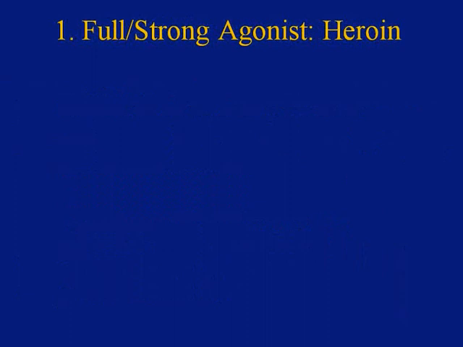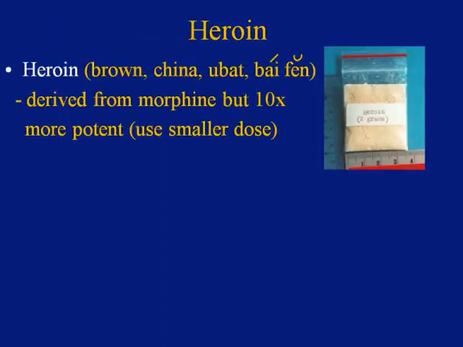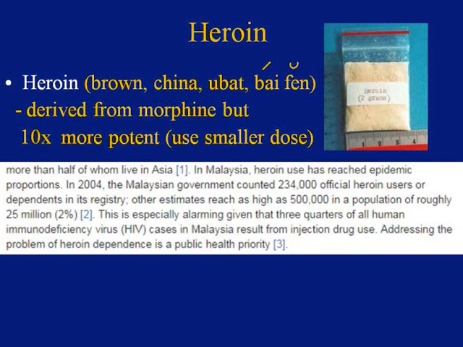And now we're going to consider a strong agonist, which is mostly used as a drug of abuse, called heroin. Heroin is known by many slang names, brown, China, and over here it's sometimes called ubat or bifan. It's derived from morphine, but it's much more potent, and it is really a major drug of abuse in this part of the world.